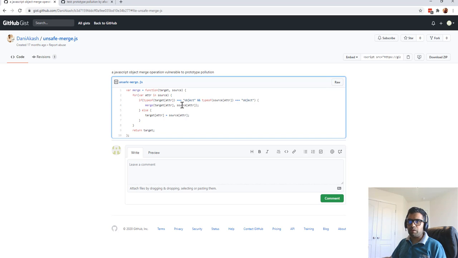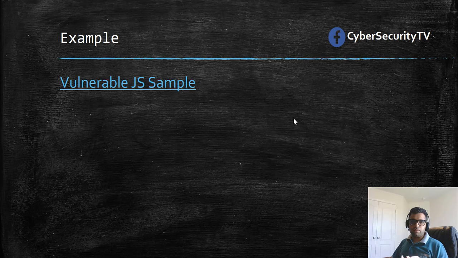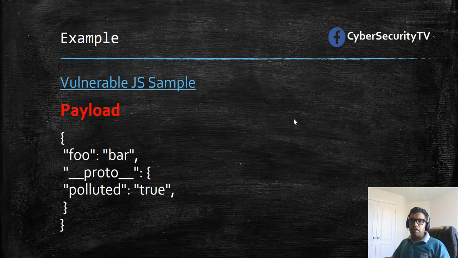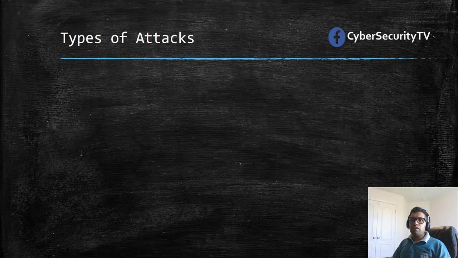So let's say we are doing this merge operation, and you find this merge operation while reviewing the JS library or JS code. Now, if you pass this payload, __proto__ polluted equals true, it will add a new property called polluted and set the value to true for any new objects created from this constructor. So when you're merging it, the object that you're merging to will also get this property. Now, what are the types of attack that you could do using this vulnerability?